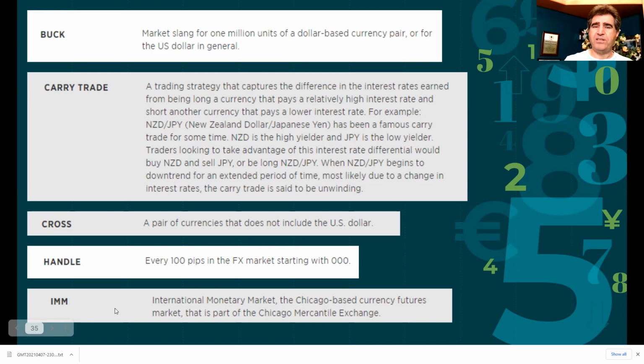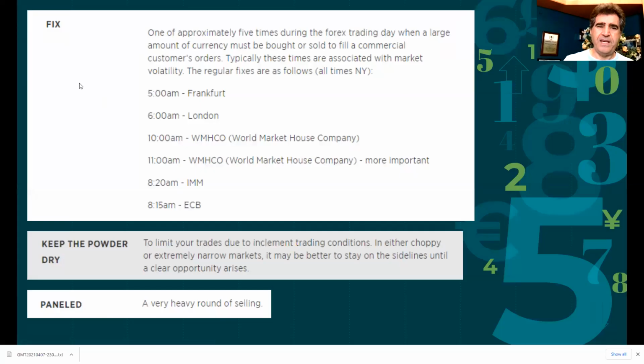IMM is International Monetary Market, which is the futures market, and it's good to follow some of their news and what they're doing. Fix is, every 5 times a day, every forex trading day, there's a large amount of currency that must be bought and sold or settled for the commercial customers' orders, and that's what's called fix. So Frankfurt is 5 a.m., London is 6 a.m. This is all New York time, East Coast time. 10 a.m., the World Market House Company. And then we talked about ECB, which is the European Central Bank.